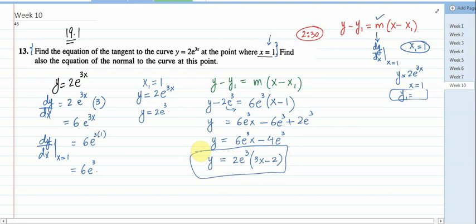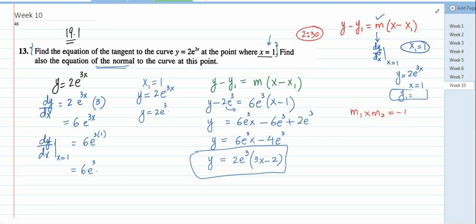Alright, I hope that it is clear to you and there is no problem in this part. After that, the second one says find also the equation of the normal, right? So firstly, what is the difference between the equation of the tangent and the normal? We need to apply the condition of gradients, which says that m1 times m2 equals minus 1, right? The value of m1 we have, that is 6e to the power 3, right?